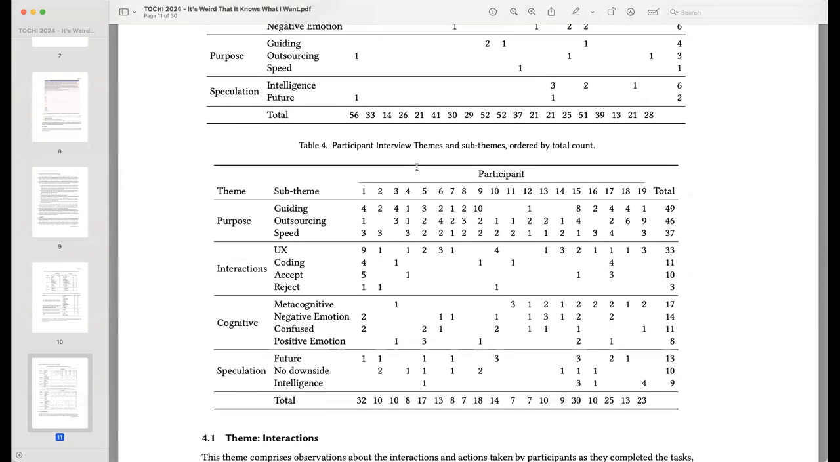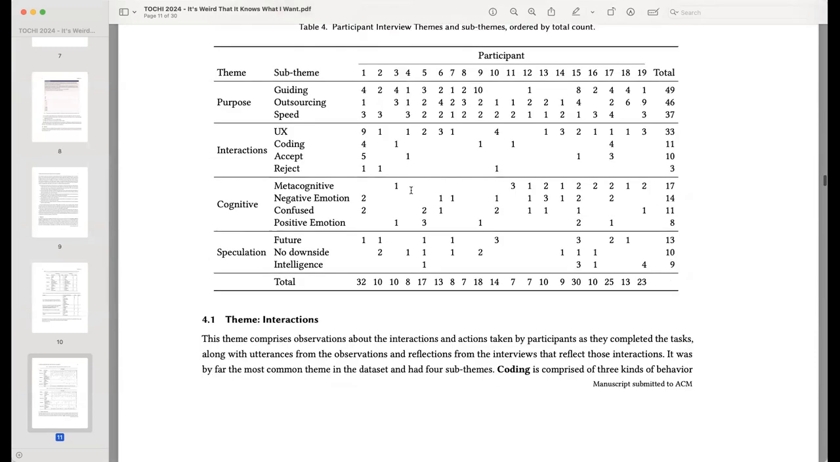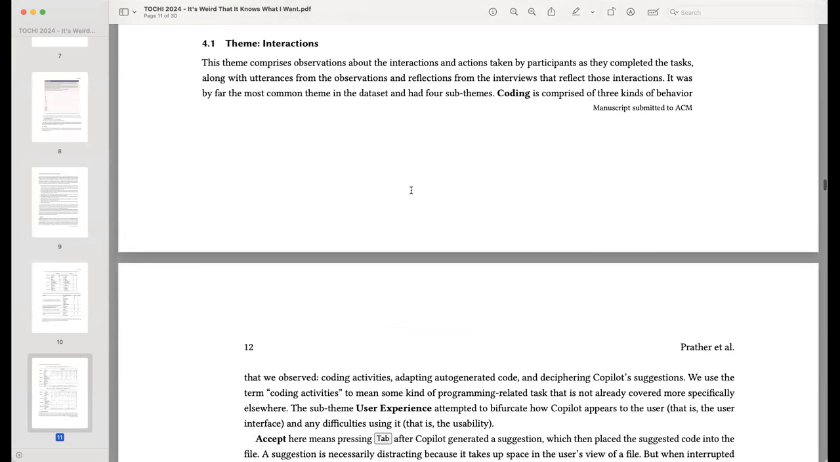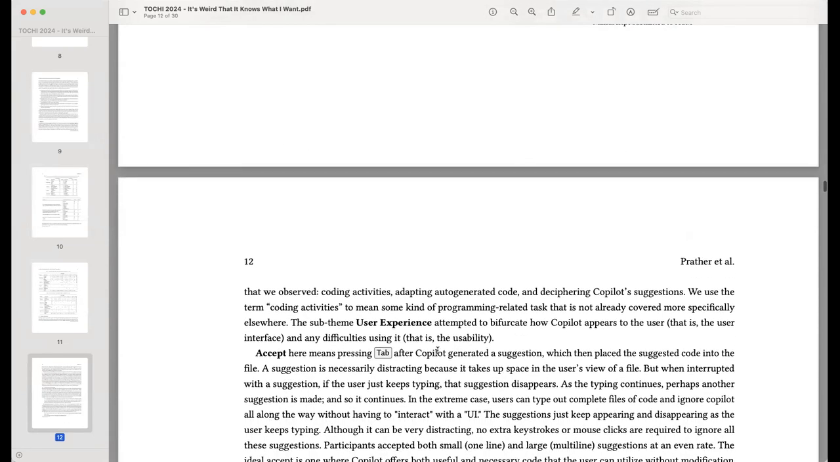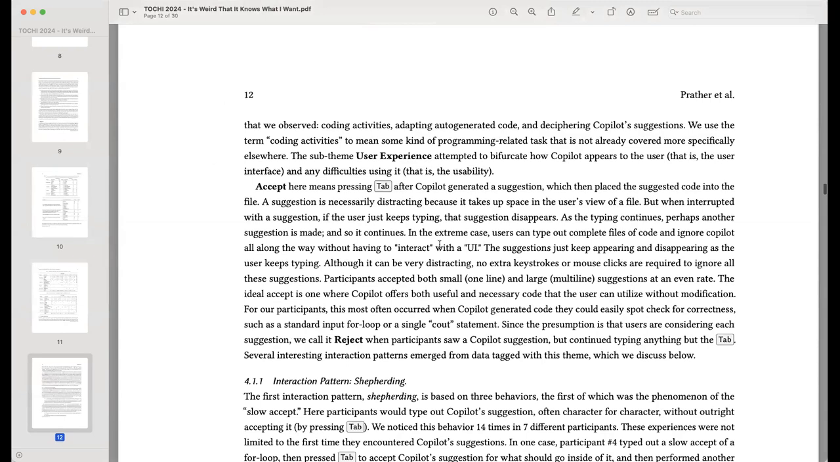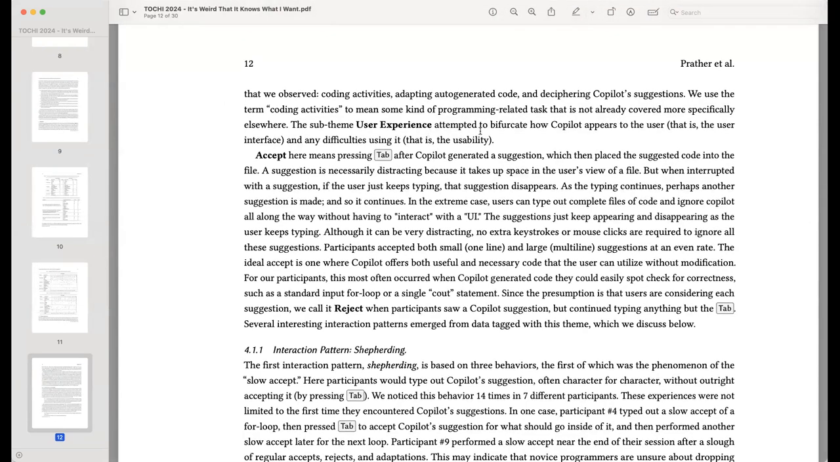And you can see that by interview as well. So in our first theme, and probably most important theme, was interactions here. And we had these sub-themes: coding, which is behavior with any sort of regular coding activities, typing out code, adapting auto-generated code, and deciphering Copilot suggestions.